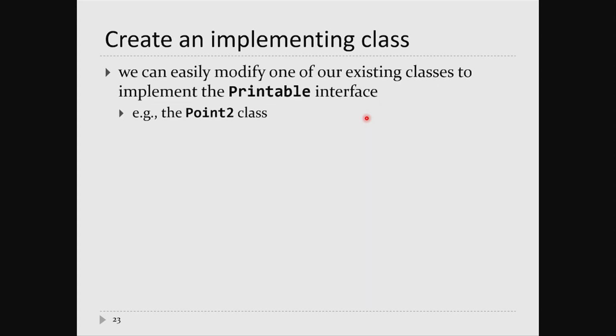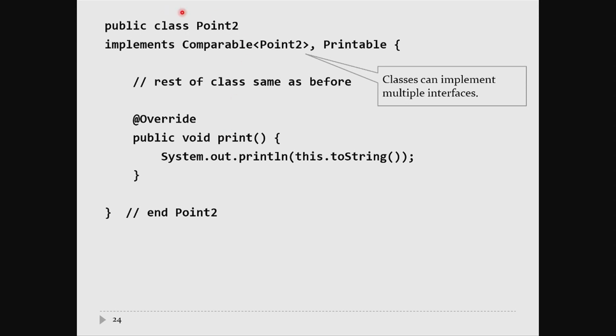Now you can easily make a class implement this interface. For example, suppose I want to be able to print all Point2 objects by calling the print method. So now I don't have to do System.out.println of the point. I can just write p.print, and away we go. So if I want to instrument the Point2 class so that it becomes a printable object, our current Point2 class already implements Comparable. Now I want it to implement Printable.